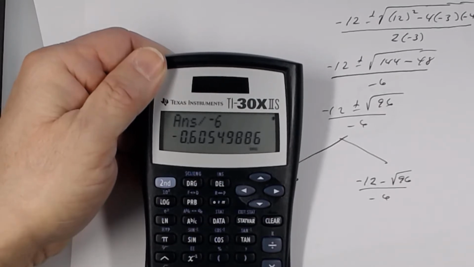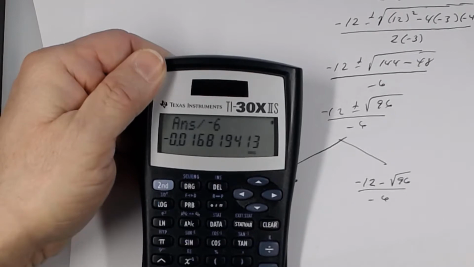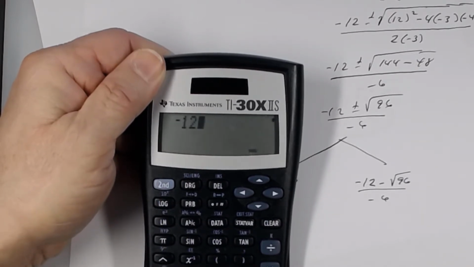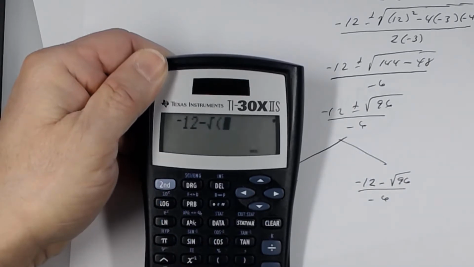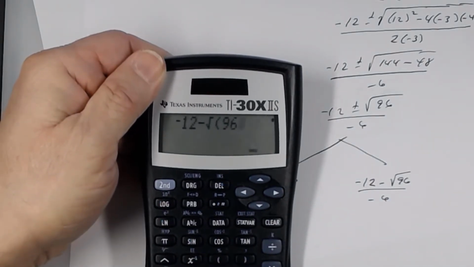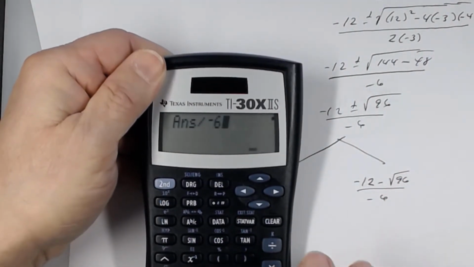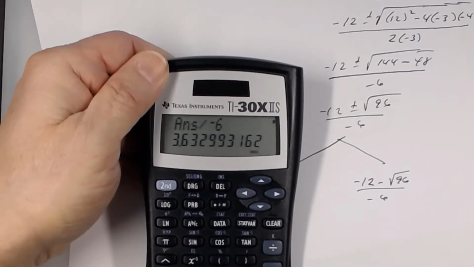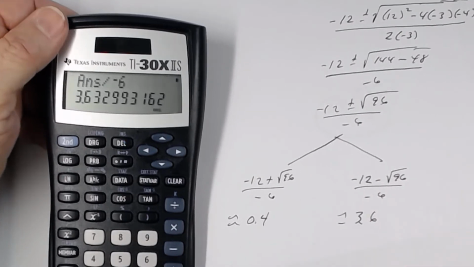And I pressed equal too many times. See? So let me do it again. Negative 12 minus square root of 96. You've got to be careful. Press it only once. Equal. Okay, then divide by negative 6, equal. 3.6. Is that what you got? Yep. Okay. 3.6.